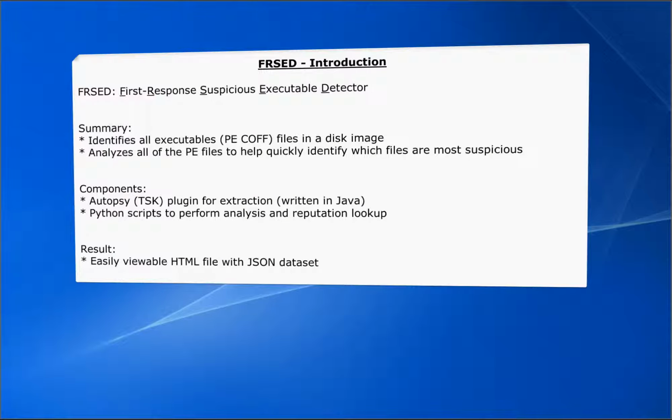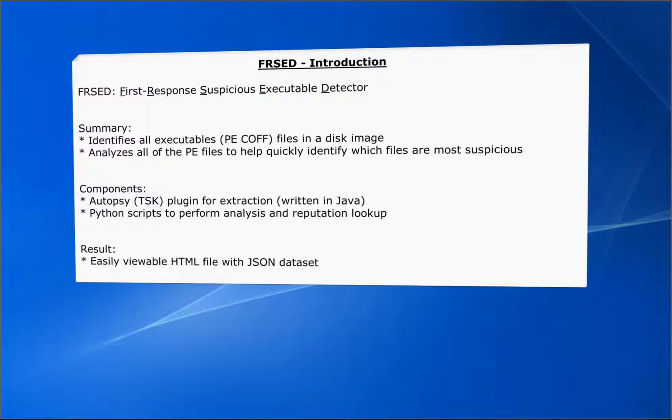Just a quick introduction. FRSED, First Response Suspicious Executable Detector, is a series of two tools used to extract suspicious binaries out of a Windows image, and then use different analysis tools and online reputation systems to figure out which ones a first responder should work on. This is especially useful for environments where you need to quickly identify if a system is infected or not, so you can focus on which binaries you need to analyze as soon as possible.